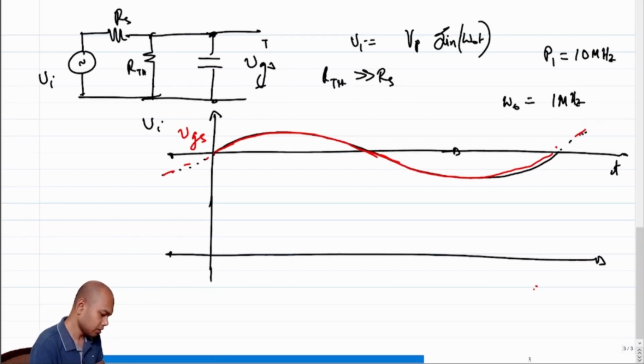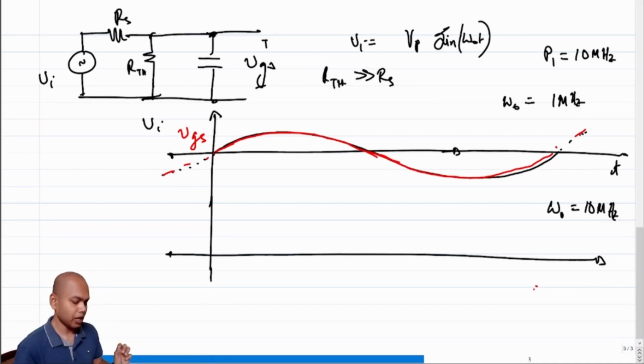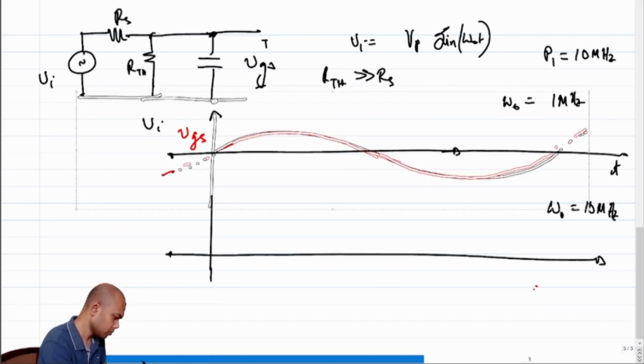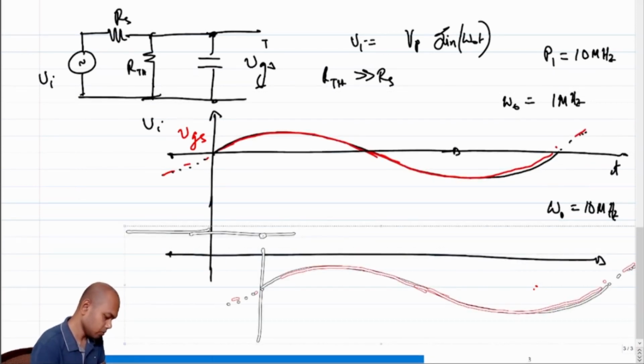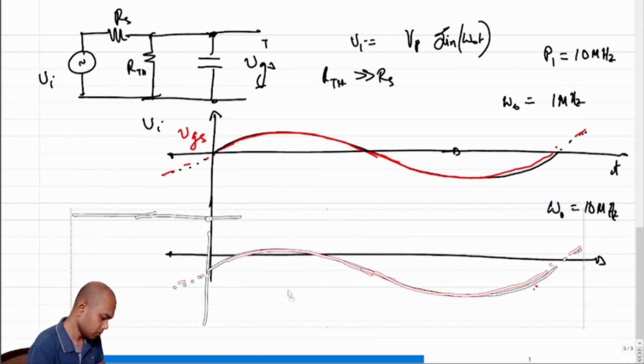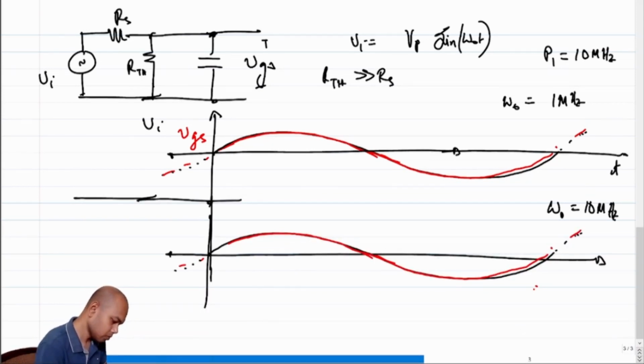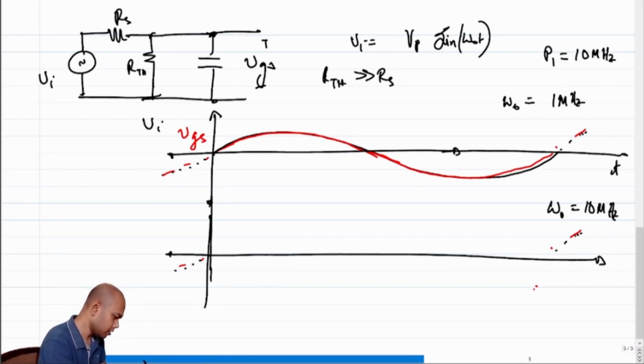Okay, so let's do another one. Let's say omega naught is equal to 10 megahertz. That is, omega naught is exactly at the pole frequency, right? So let's sketch the same thing again. Let's resketch, right? Okay, so firstly let's draw the input first.